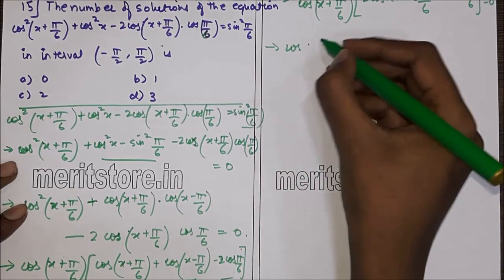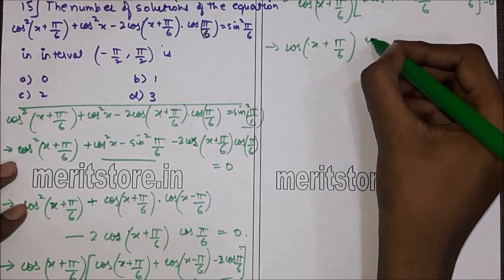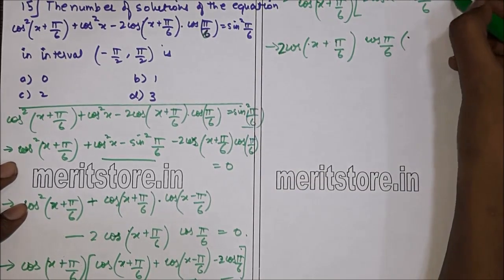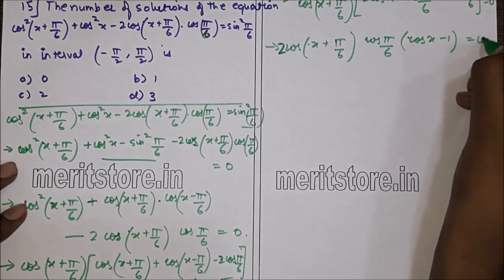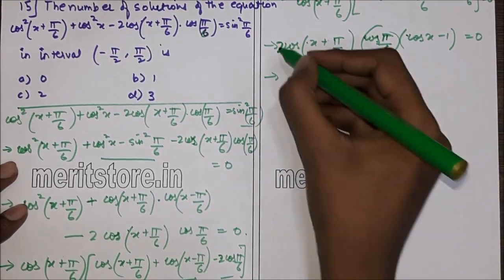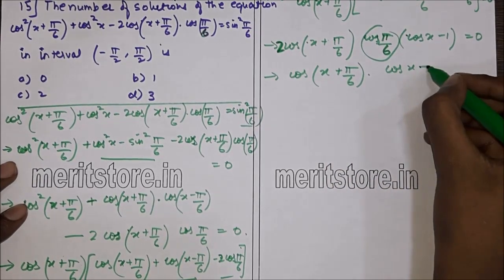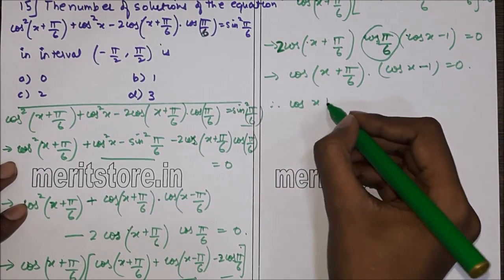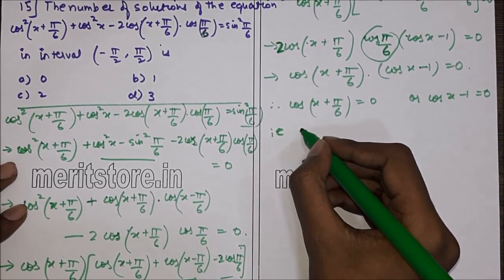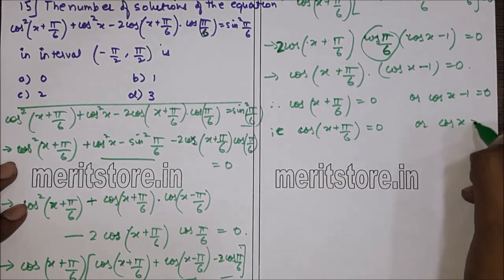Therefore cos(x + π/6), now we take cos π/6 common, and 2 also common, so we are left with cos x − 1 = 0. So cos π/6 cannot be 0 since it is a constant, and 2 is also a constant, so we are left with cos(x + π/6)(cos x − 1) = 0. Therefore cos(x + π/6) = 0, or cos x − 1 = 0. That is cos(x + π/6) = 0, or cos x = 1.